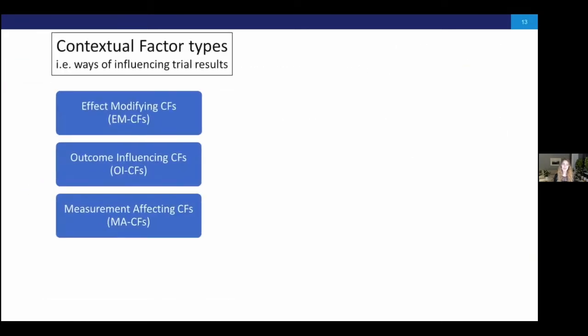The 3 types describe different ways that contextual factors can influence the results of a trial. All 3 types are described in detail in our pre-reading material, but in brief, effect modifying contextual factors modify the treatment effect, so they can reveal if some patient subgroups experience greater or less effect from a treatment compared to other subgroups, and they're relevant for personalized medicine. And I'll go more into detail with this type in a moment.